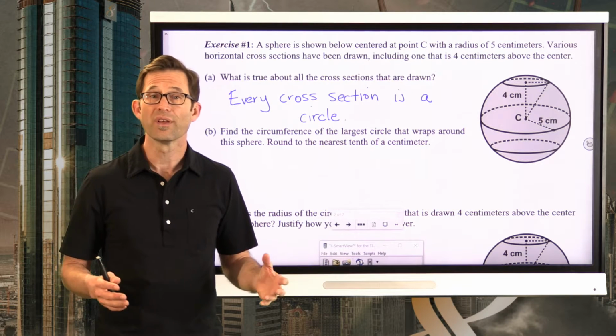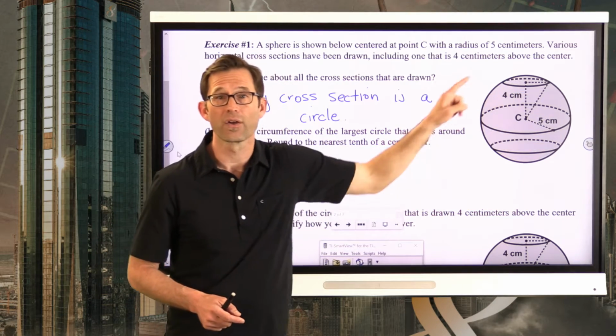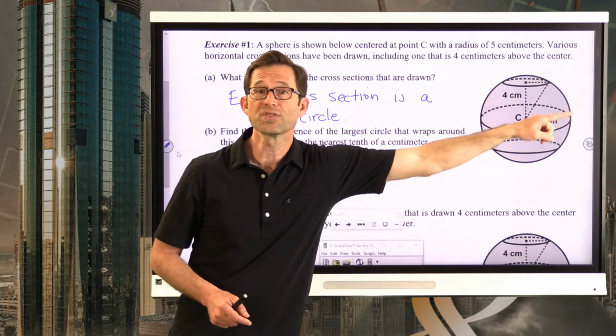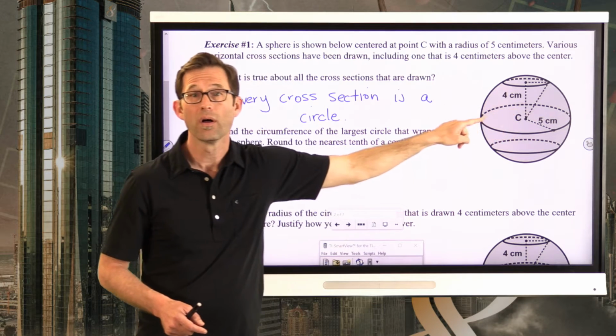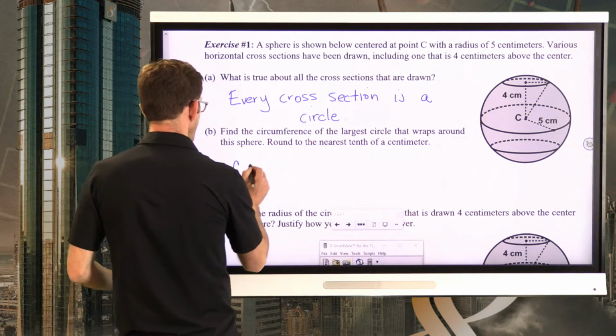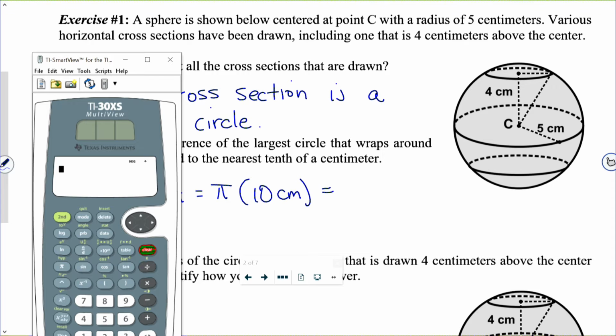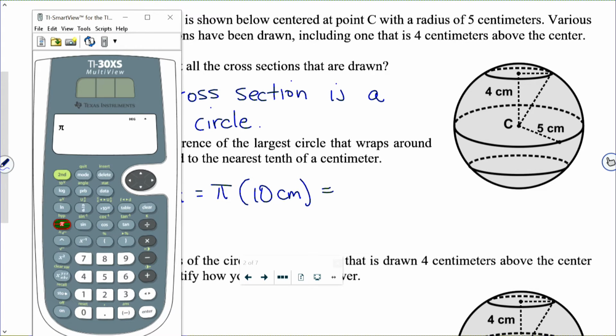Well, the largest circle that's going to wrap around a sphere is one that's sort of, if you will, at the equator, or one that kind of goes through the north and the south poles. It's this circle, right? And that circle has a circumference given by pi times the diameter. That's it, right? The circumference is pi times the diameter, which is going to be pi times 10 centimeters. The radius is 5 centimeters, so it's pi times 10 centimeters, in which case, pi times 10 gives me 31.4 centimeters. I'm going to write this down. I'd suggest you do it as well.